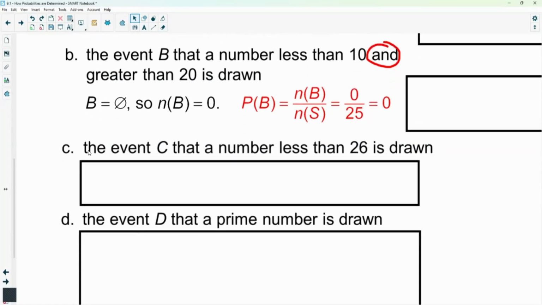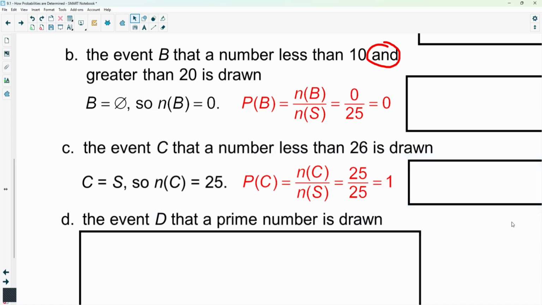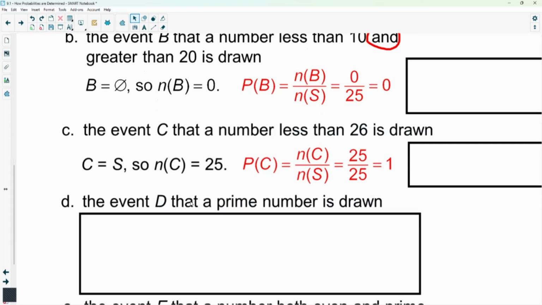And then look at the next one. The next one says event C is that a number that is less than 26 is drawn. Well, all the numbers are less than 26. So this is a certain probability, right? Because they are all going to be included, because they're all less than 26.